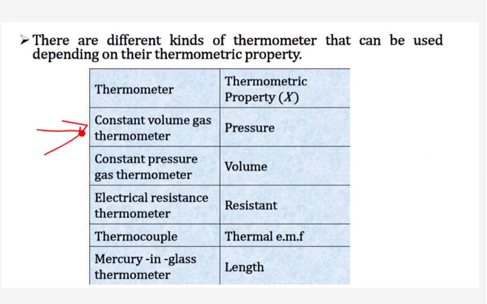Similarly, in constant volume, pressure will be changing in this constant volume thermometer. So pressure has become our thermometric property. Similarly, in constant pressure, volume will be changing. So volume has become our thermometric property.